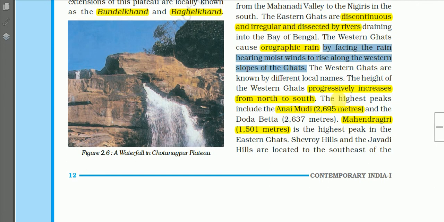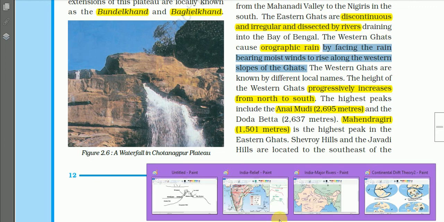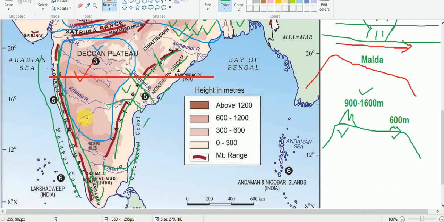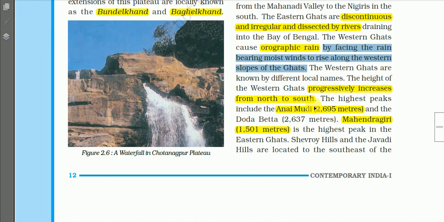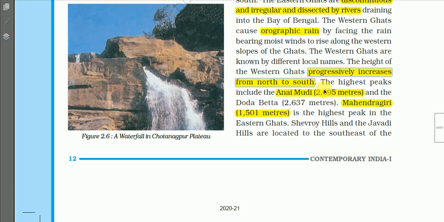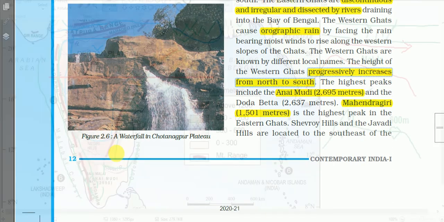No, sir. Okay, then you must know that the Western Ghats are known by different local names, like Sahyadris, as you will find here. Sahyadris is another name of the Western Ghats. Then so many other names are there, you may find them. And the height of the Western Ghats progressively increases from north to south.